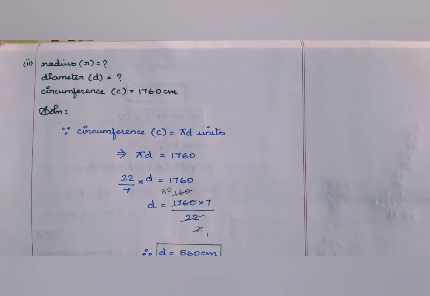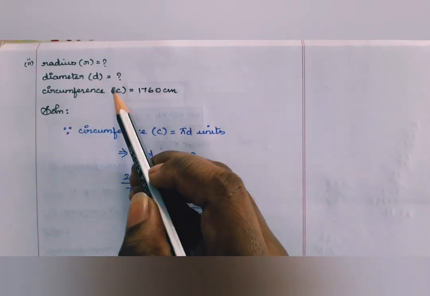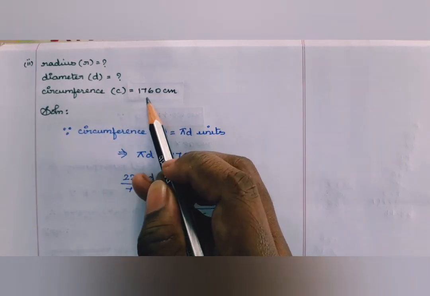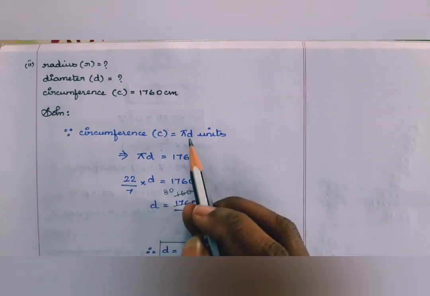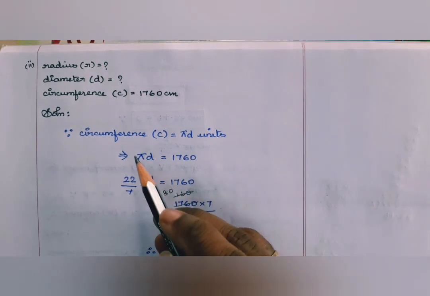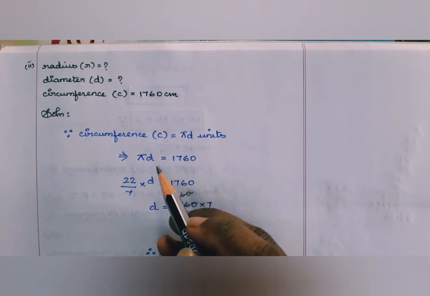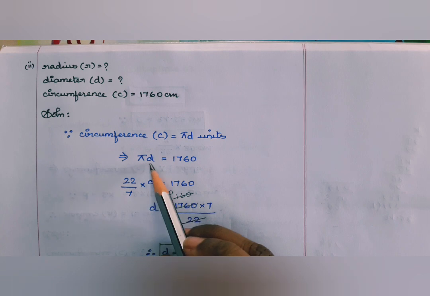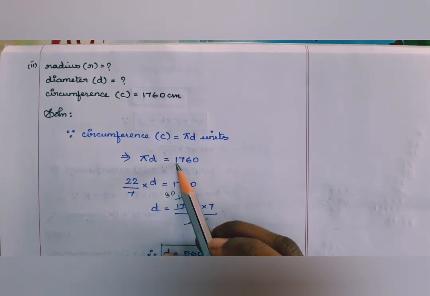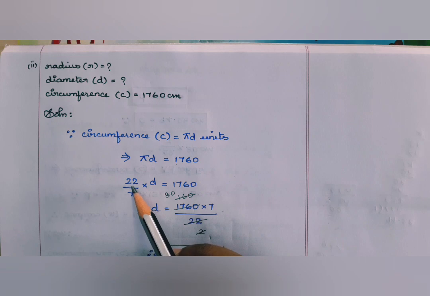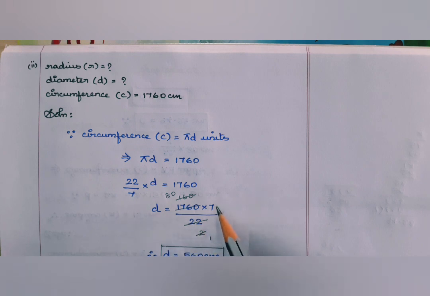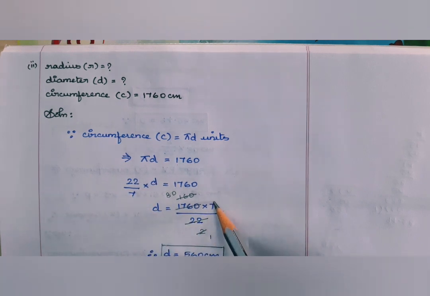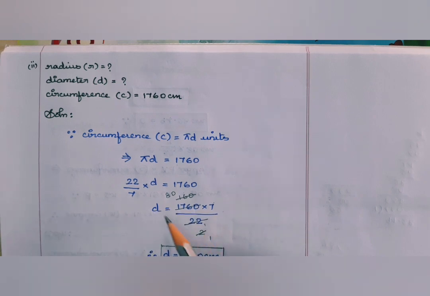Second question: radius r and diameter d are unknown, but the circumference has been given as 1760 centimeters. Since we know the circumference formula is pi d units, from the given content we find the unknown first. Pi d is equal to 1760, so 22 by 7 into d is equal to 1760. When 22 by 7 goes to the other side, the denominator goes to the numerator and the numerator to the denominator. So d is equal to 1760 into 7 by 22.